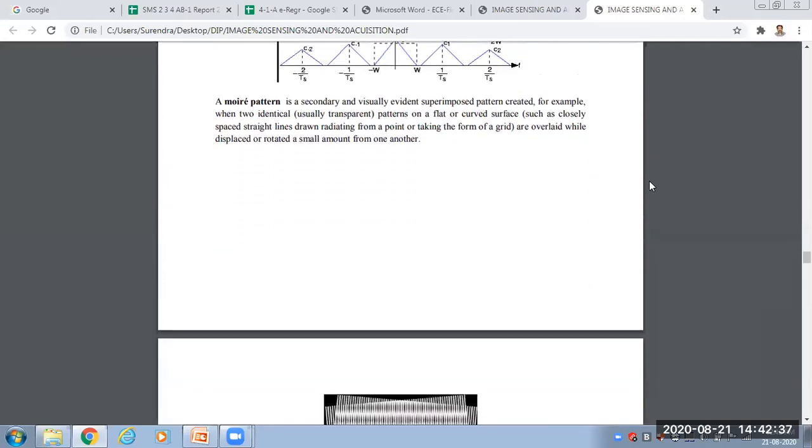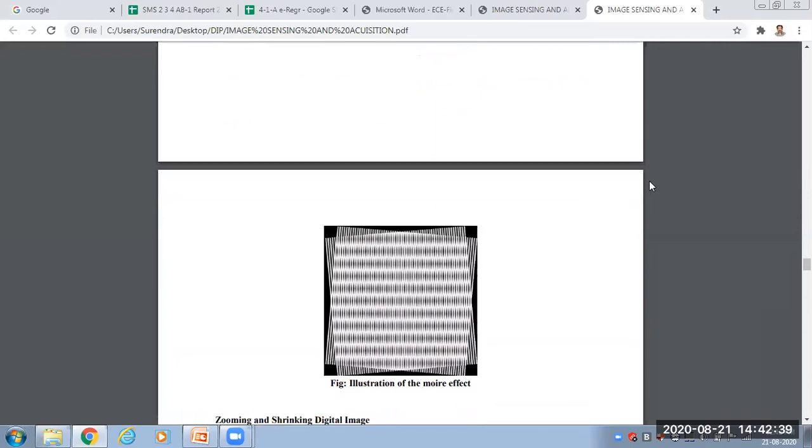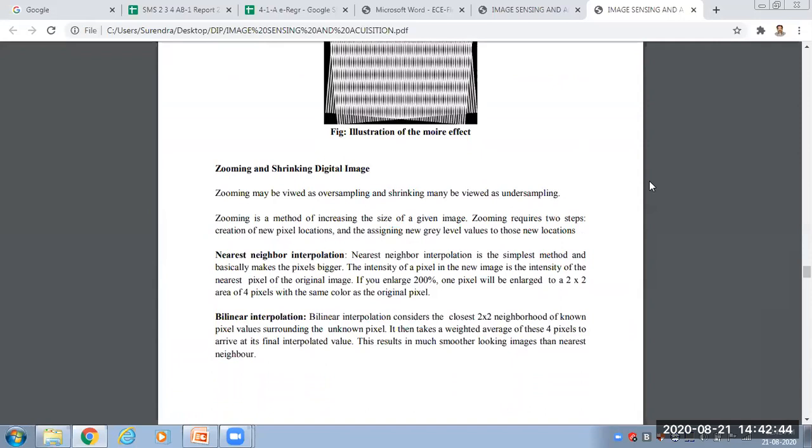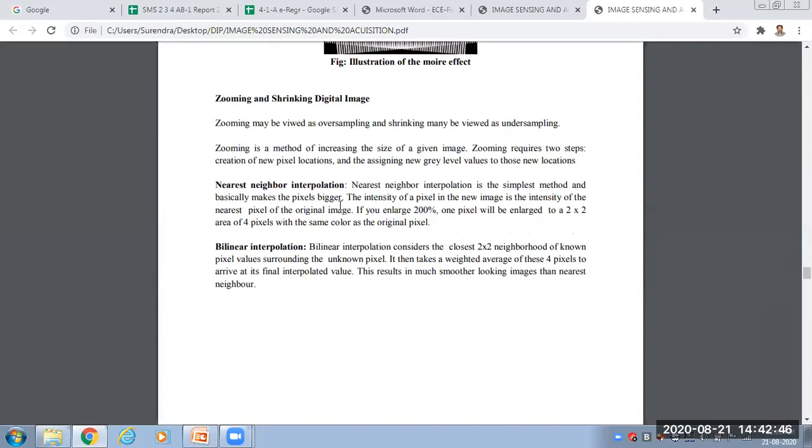The sampling must be done and must satisfy the criteria that is called the Nyquist criteria. Okay, let's come to interpolation.